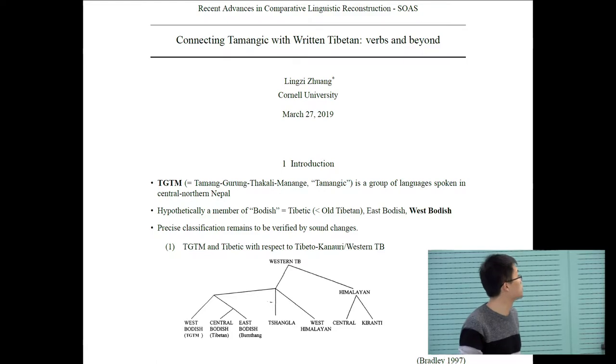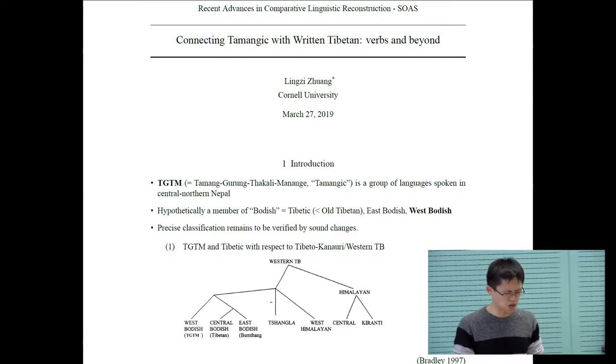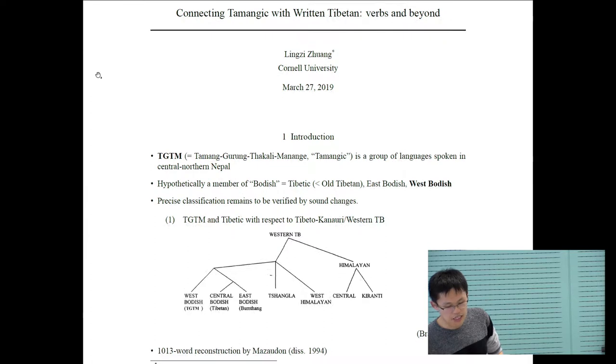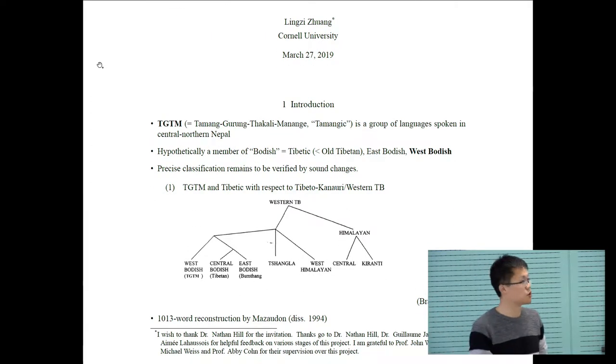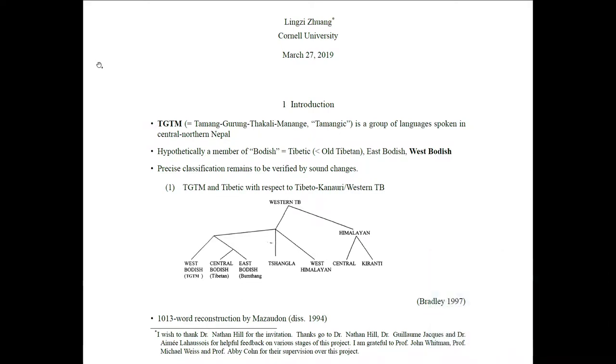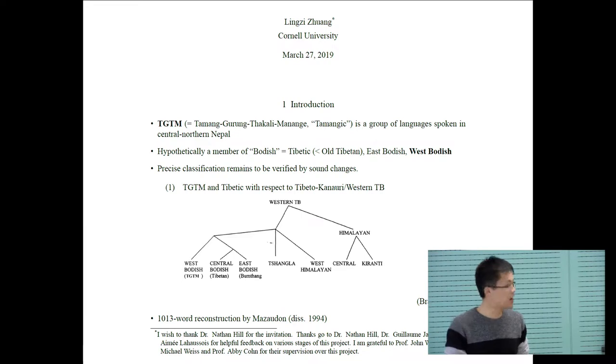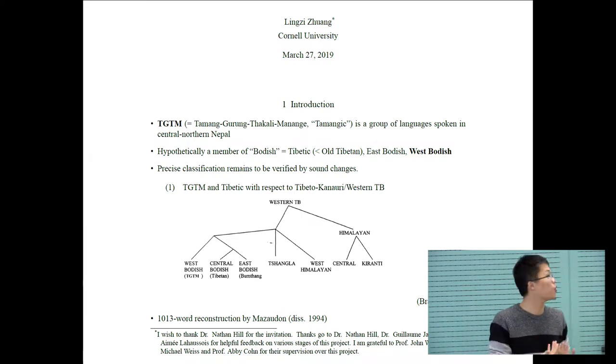This group of languages called Bodish is usually considered to include Tibetic, so all the Tibetan dialects, languages that descend from Old Tibetan, of which we have written documents; East Bodish languages, which are spoken mostly in Bhutan and Arunachal Pradesh; and West Bodish. West Bodish is often a term used to include mainly the TGTM languages. TGTM is an acronym from the four major modern languages from which the reconstruction was done: Tamang, Gurung, Thakali, and Manange. This is the term I will use for this group.